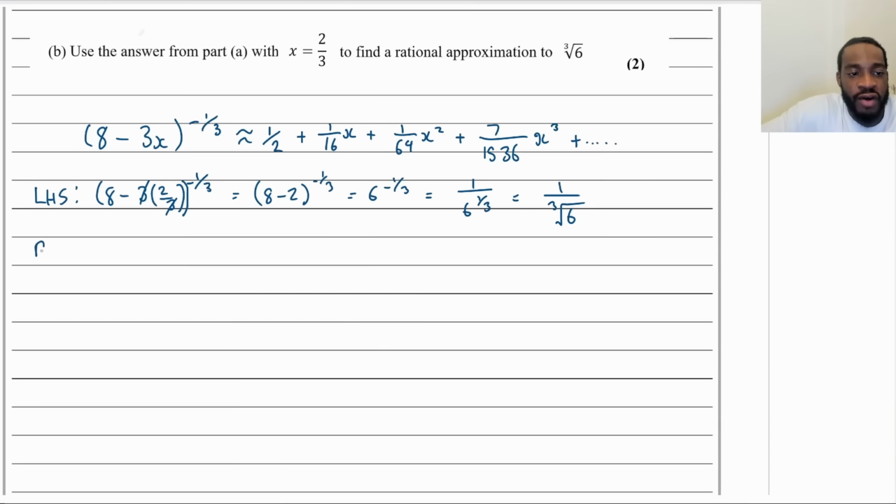And then now we're going to do the right-hand side. We're going to plug in x equals 2/3 into that. So that would be 1/2 plus 1 over 16 times 2/3, plus 1 over 64 times 2/3 to the power of 2, plus 7 over 1536 times 2/3 to the power of 3. So we're going to plug this in and see what that gives us.